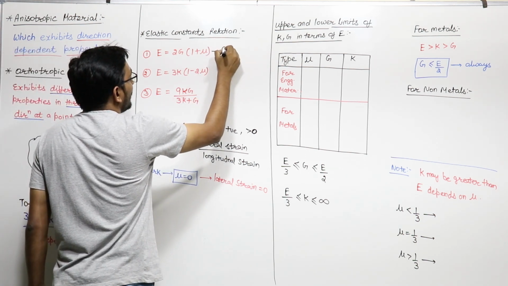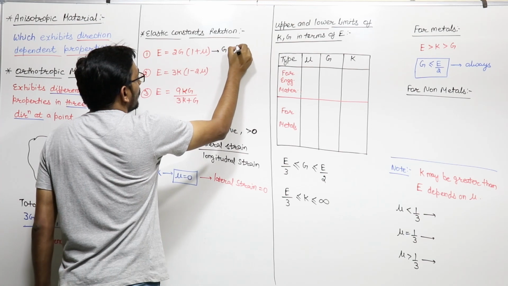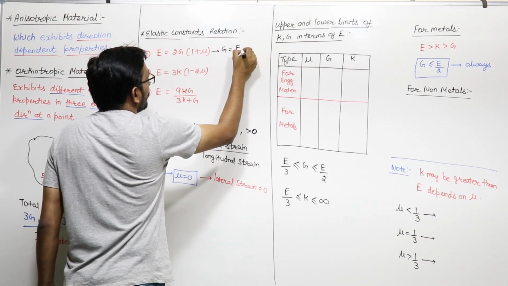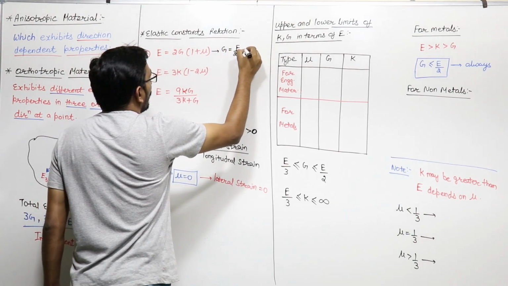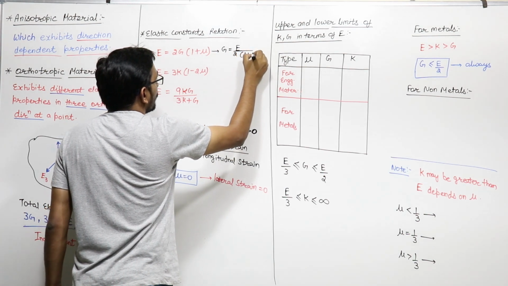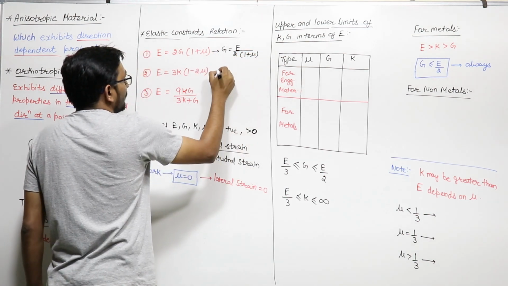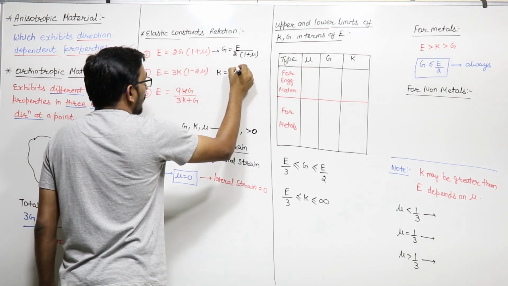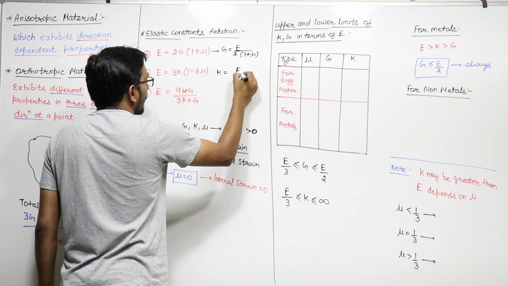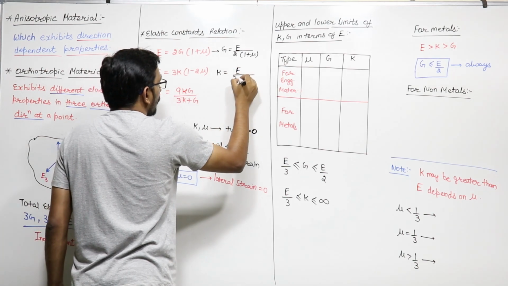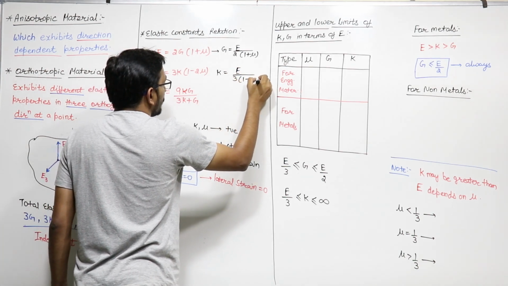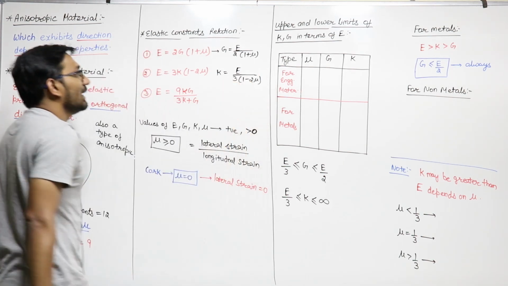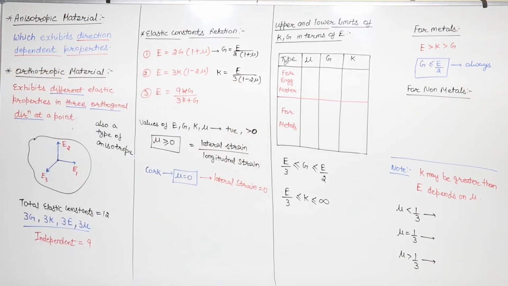So if I eliminate things from this, we can write G is equal to E upon 2 into 1 plus mu, right? And from here K is equal to E upon 3 into 1 minus 2 mu. So I am expressing G and K in terms of E and mu, right?